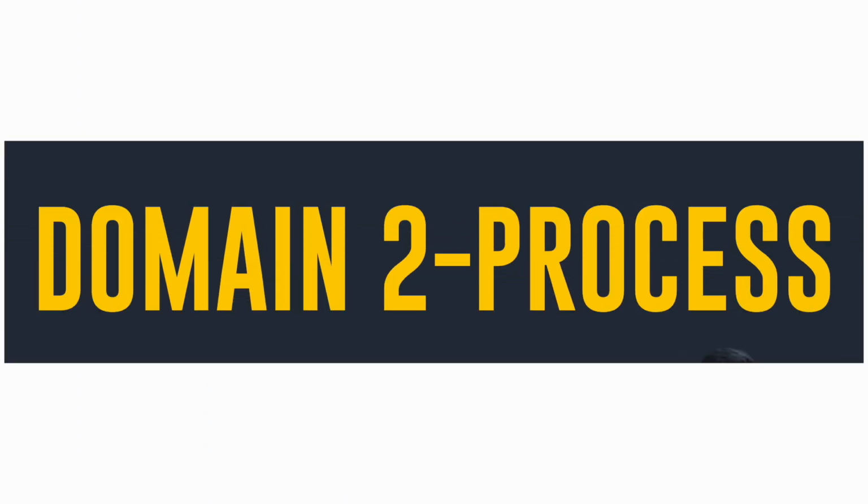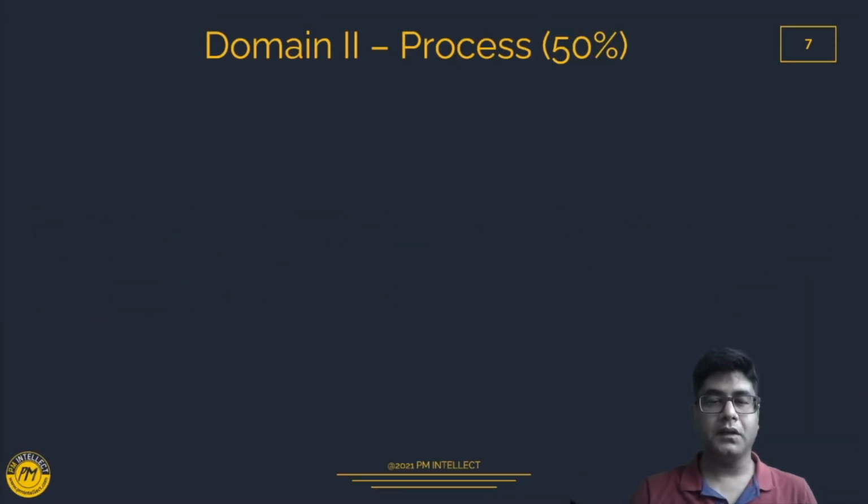The next domain is the process domain, which is the biggest domain and comprises 50% of the content. This is the domain which you will find quite relevant and mapping to PMBOK 6, because here we are considering the processes. There are a total of 17 tasks under this process domain, and let's go through those tasks one by one.